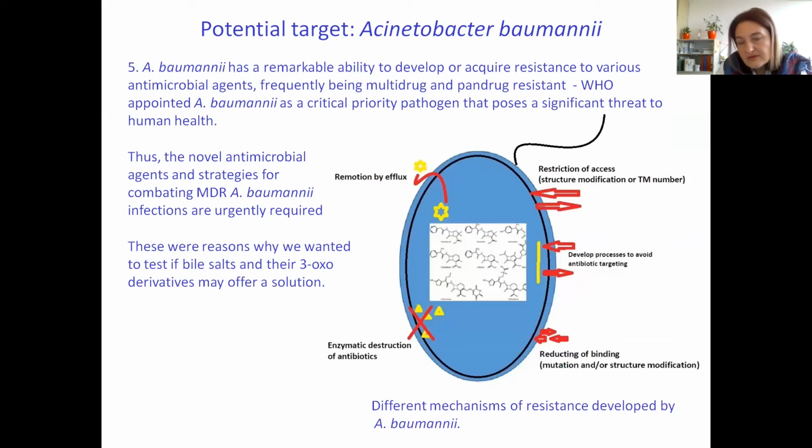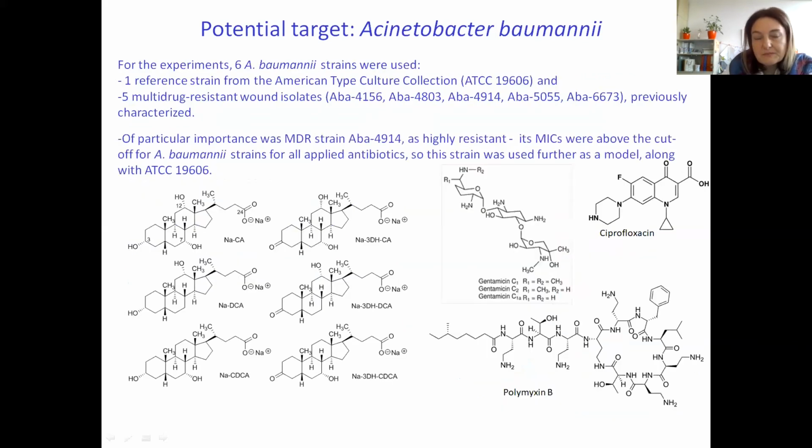The most challenging reason was that Acinetobacter baumannii has a remarkable ability to develop or acquire resistance to various antimicrobial agents, frequently being multi-drug resistant or even pan-drug resistant. So the World Health Organization appointed this bacterium as a critical priority pathogen that poses a significant threat to human health. Thus, novel antimicrobial agents and strategies for combating multi-drug resistant Acinetobacter baumannii infections are urgently required. These were the reasons why we wanted to test if bile salts or their 3-oxo derivatives may offer a solution.